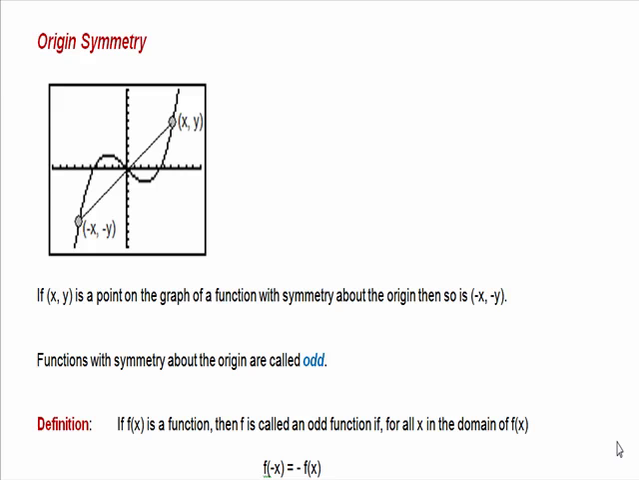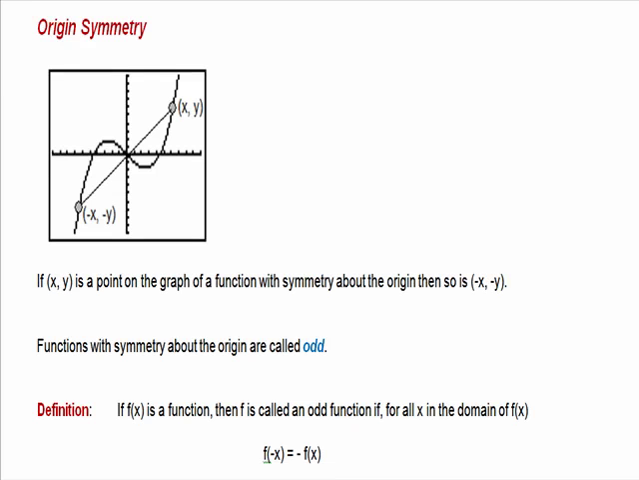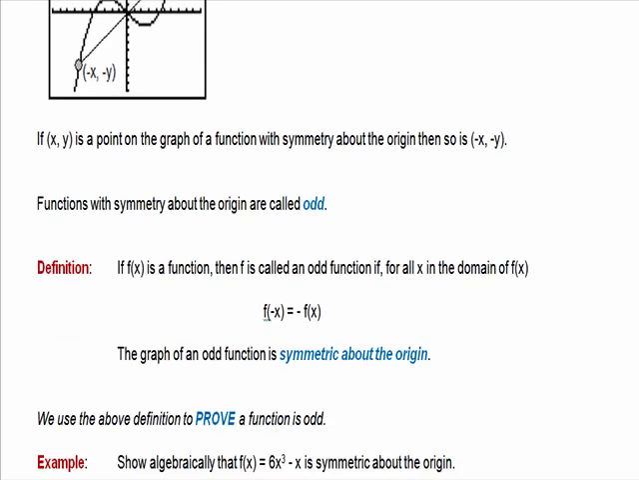Functions with symmetry about the origin are called odd. I always tell students, if you can remember that one is even and one is odd, the two O's go together, so origin goes with odd, so therefore the y-axis has to go with even.